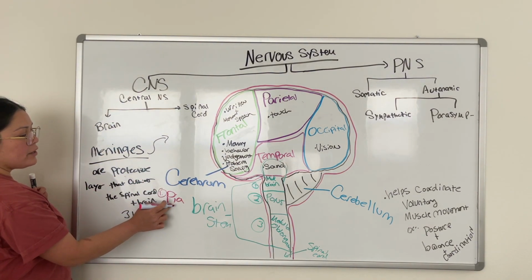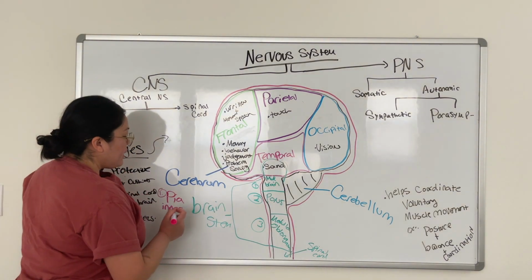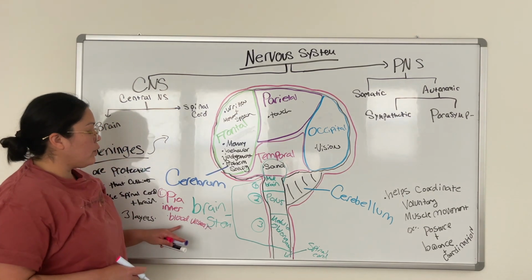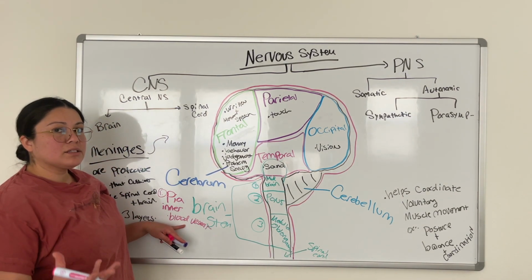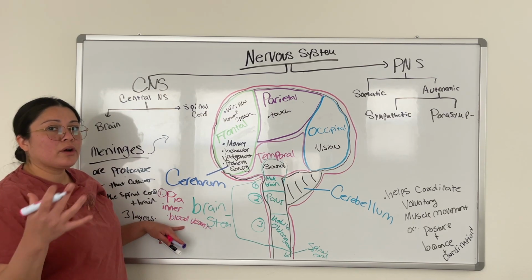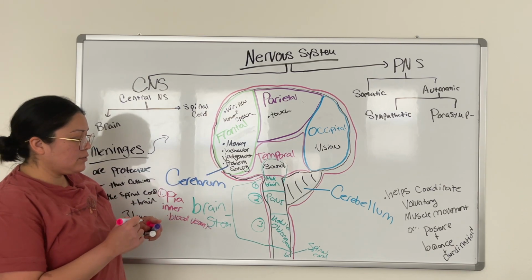Your pia mater is your innermost layer. Your pia mater contains blood vessels. And of course, if you have blood vessels anywhere, what is it going to do? It's going to supply oxygen and nutrients, but it's also going to transport out waste product, okay? So that's your pia mater, and that's its function.